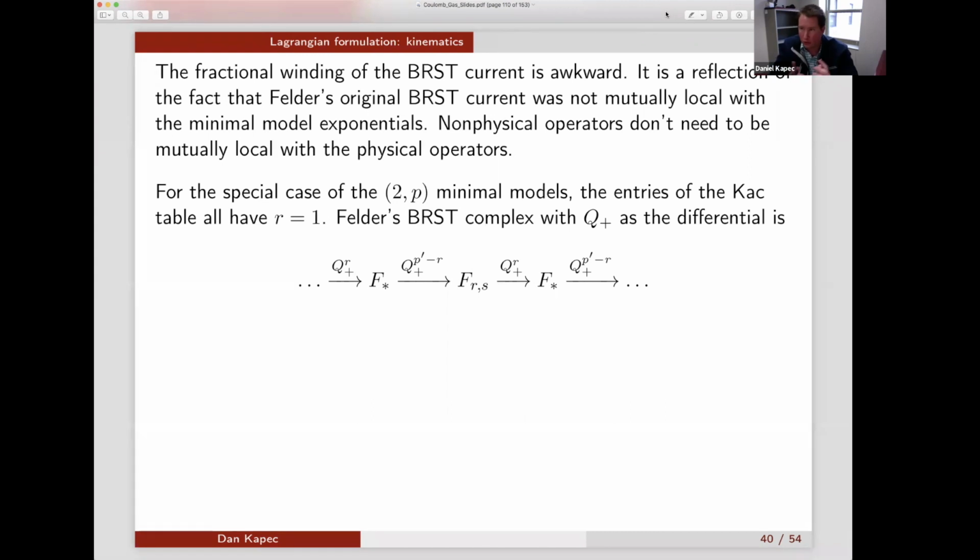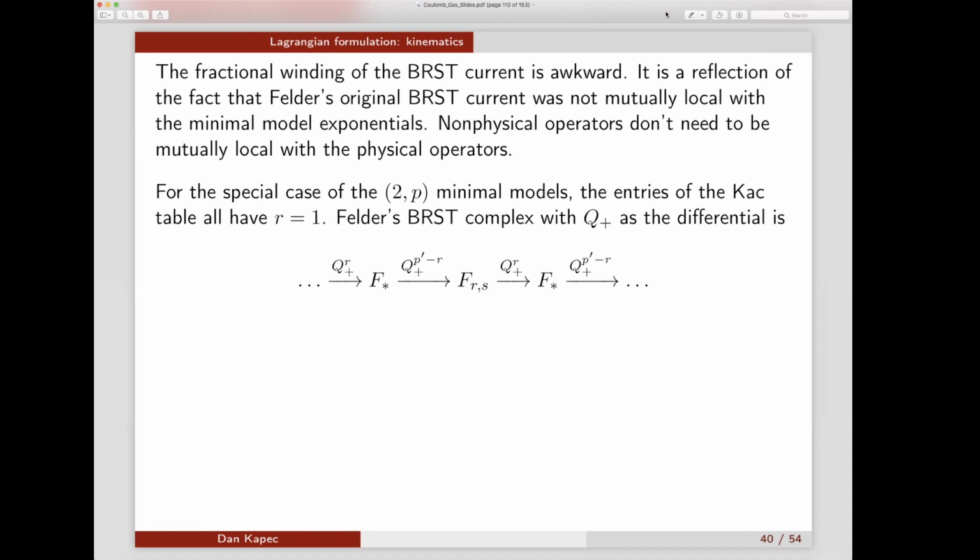Normally it's a no-no to have fractional winding in a compact boson, because then not all the operators will be mutually local with each other. Here, I don't know that it's a requirement that all of these non-physical operators that are not really supposed to be there in the model have to be mutually local with the physical ones. So all of the actual minimal model exponentials, there's nothing wrong with them. They're all local with each other. They have well-defined correlation functions. The rest of this ghost part of the theory looks weird, but maybe that's okay. I don't know. I find it awkward, and it would be nice if there was a better formulation, but this is the best that I was able to find.